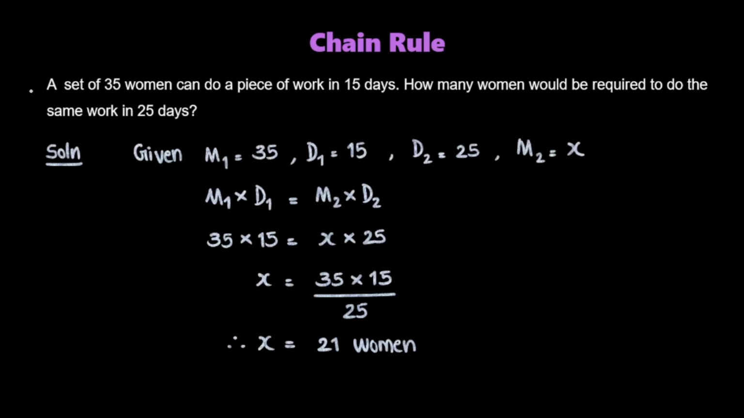Here's our next problem. A set of 35 women can do a piece of work in 15 days. How many women would be required to do the same work in 25 days? From the given, the manpower is 35 women and days taken is 15 days. In the second scenario, the days taken is 25 days and we have to calculate the manpower. That is m into d is equal to m2 into d2. On substituting the values, we are getting the value of x, that is the manpower, as 21 women. So 21 women would be required to do the same work in 25 days.